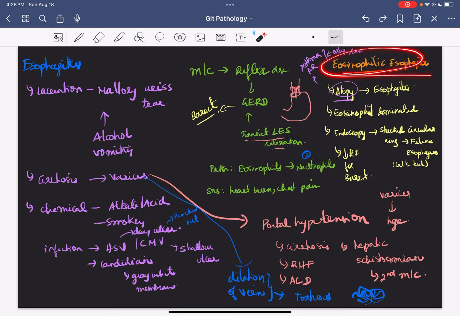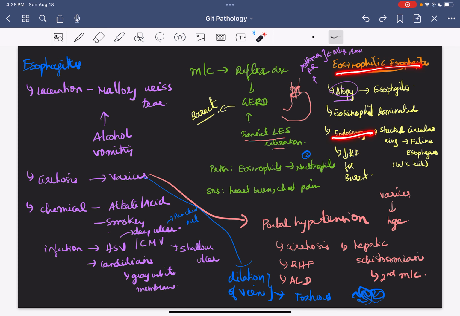Eosinophilic esophagitis is usually due to atopy. What is atopy? Atopy are conditions that exist from your childhood, like your allergic rhinitis, asthma, which really do not have a specific cause or are due to an allergy or something like that. Atopy can cause eosinophilic esophagitis, where the esophagitis sample is dominated by your eosinophils.